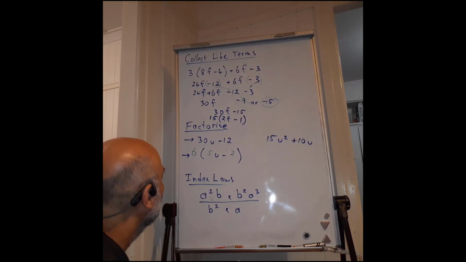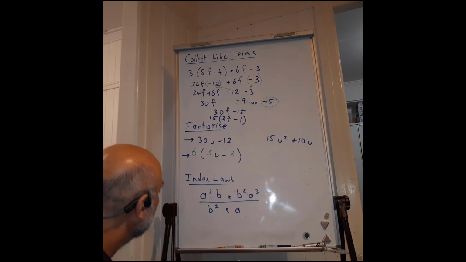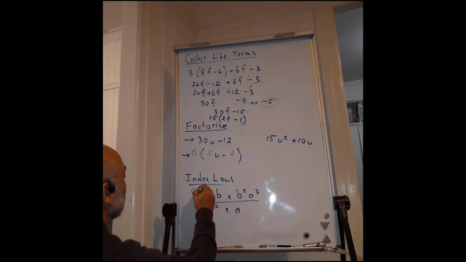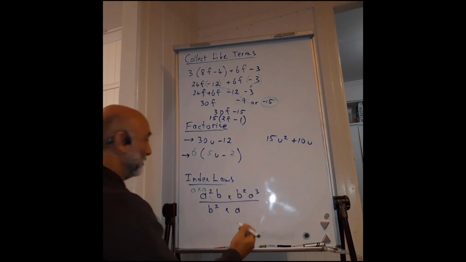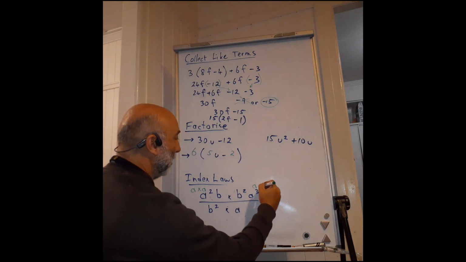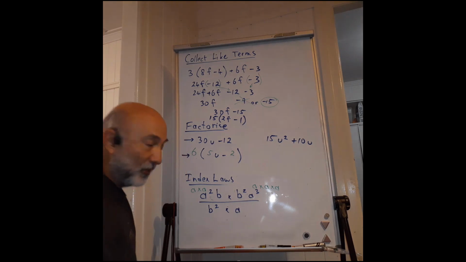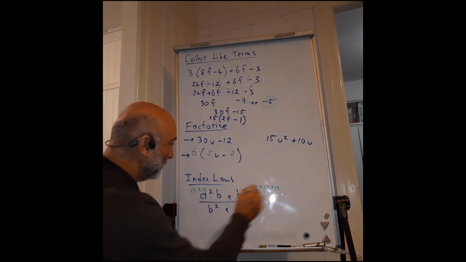So let's have a look at these indices here. What do they actually mean? Well, a to the 2 is just a shorthand way of writing a times a. And a to the 3 is just a shorthand way of writing a times a times a. Right? So how many a's do we have on the top here?